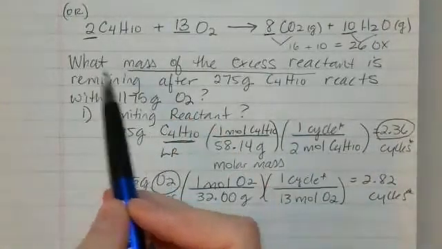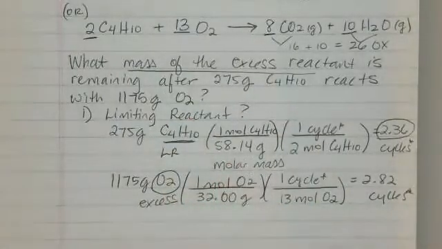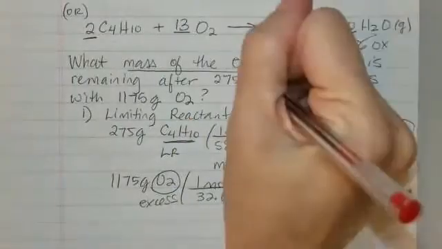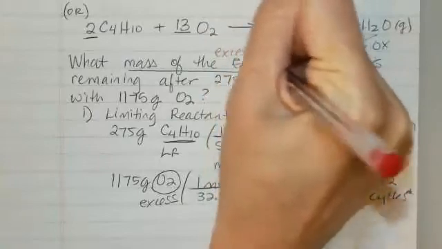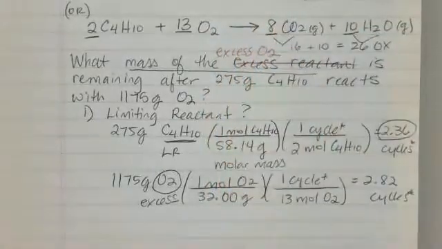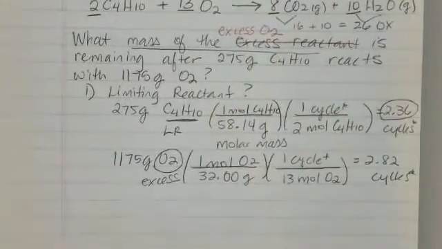So now I can go back up to the question. And when it says, what is the mass of the excess reactant? Now what I know it's really asking me is for the excess O2, right? The excess mass of O2 that I didn't use. Okay, so we are a step closer.